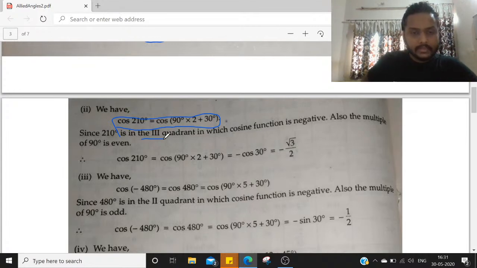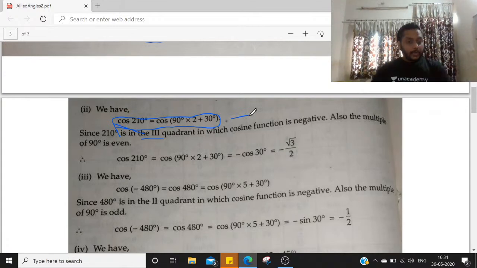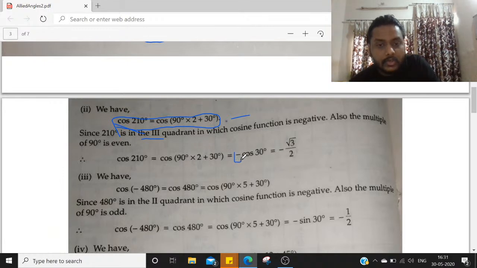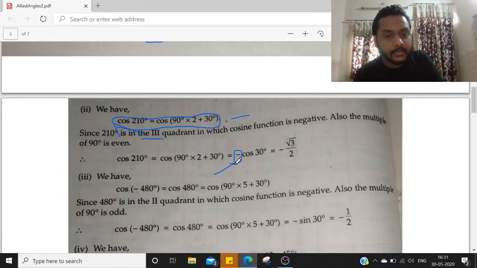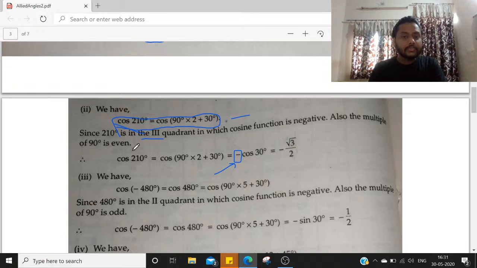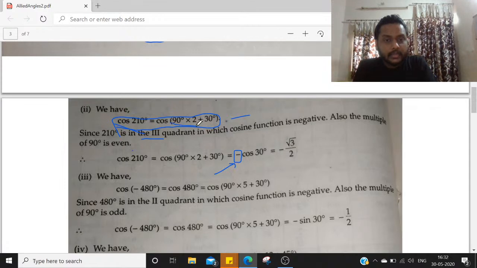Okay, now when my angle is lying in the third quadrant, I can see that in the third quadrant my cos is negative. And because in the third quadrant my cos is negative, that is why I have mentioned this minus sign over here. After mentioning this minus sign, I will be moving forward. This cos will remain cos. Why will this remain cos? Because I have the even multiple of 90, 90 times 2. That is why your cos will remain cos. I have written it as cos itself. And I have minus cos 30 degree. Sorted.